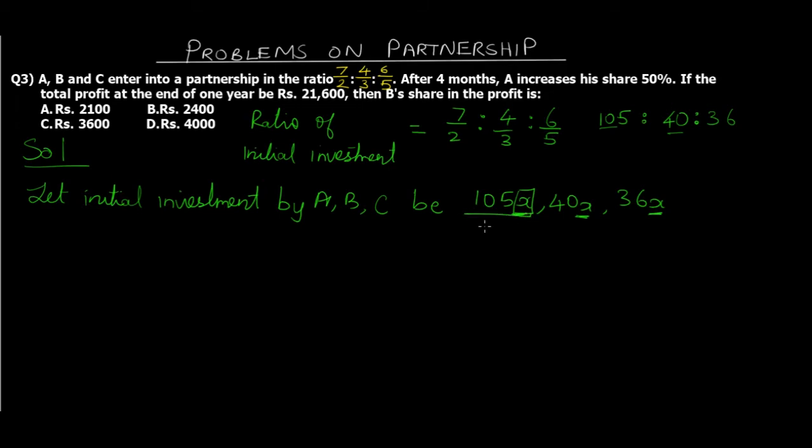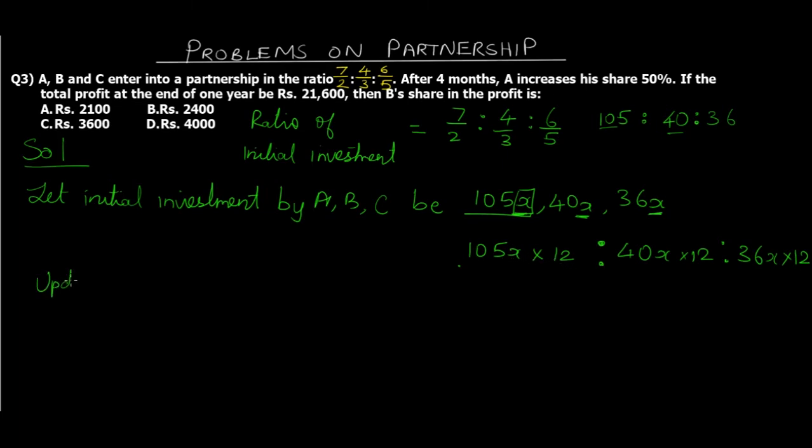So this is the investment amount. The profit to be shared between them is going to be this investment amount into the time invested. Time here is 12 months because they are saying at the end of 1 year. So 105x into 12 is to 40x into 12 is to 36x into 12. This would be true, but in this case we have a little bit of a catch, because after 4 months A has increased his share, which means that he is not consistently investing 105x for 12 months.